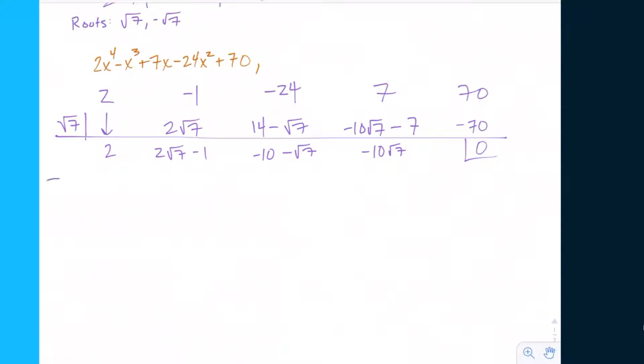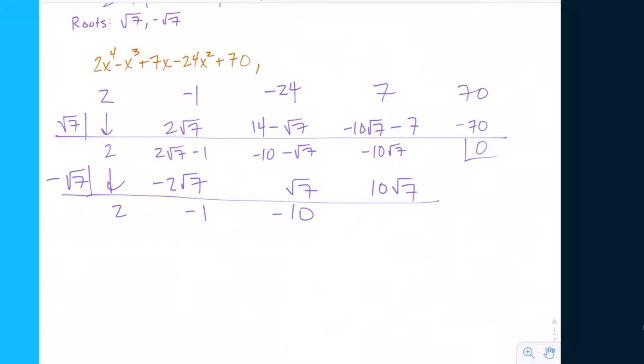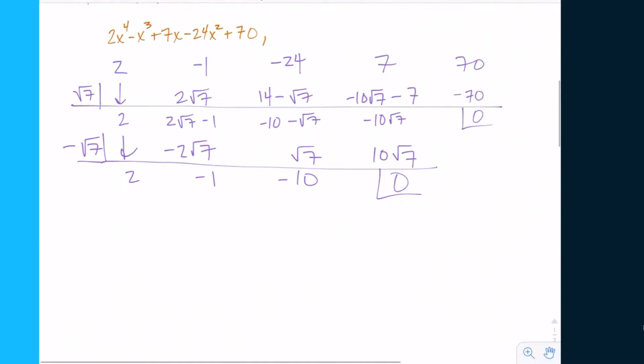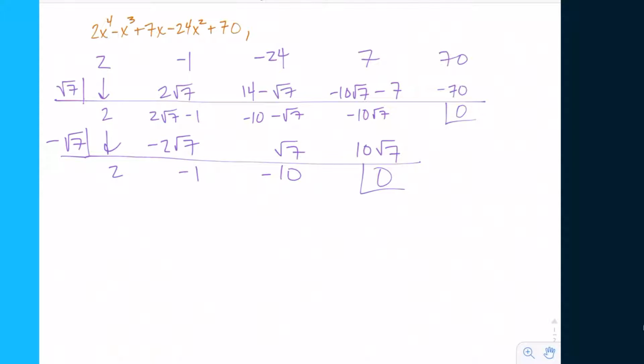All right. Negative square root of 7. Bring down the 2. And then you multiply, you get negative 2 square root of 7. You add, you get negative 1. Multiply, you get positive square root of 7. Add, you get negative 10. Multiply, you get 10 square root of 7. Add, and you get 0. Yay! And so if we started with a 4th degree polynomial, the first depressed polynomial would be degree 3.